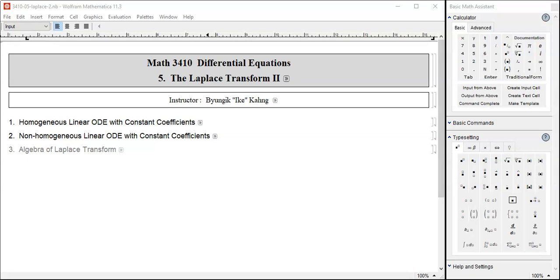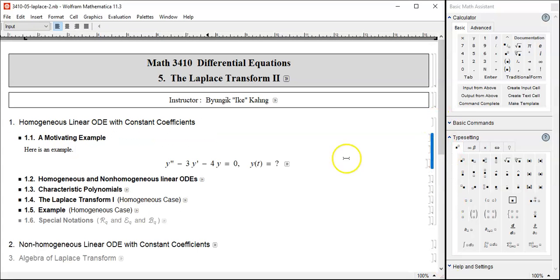Hello students, welcome back. In the previous lesson, that is in lesson 4, we studied the initial value problems associated to linear ODEs with constant coefficients. Here is lesson 5, let's focus upon the general solution. Here's a motivating example.